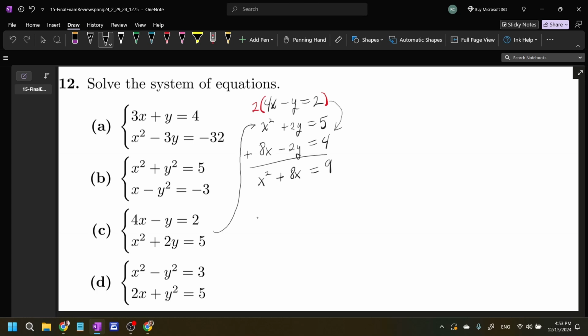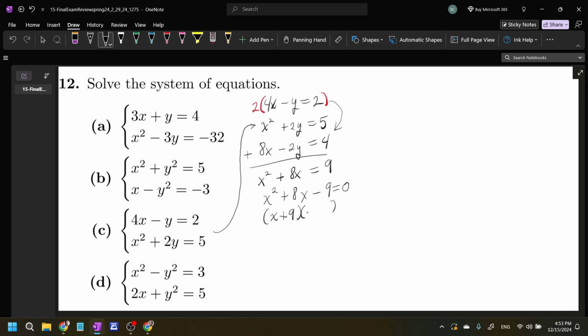Okay, x squared plus 8x equals 9. So let's solve this. Let's rewrite this as x squared plus 8x minus 9 equals 0. Now, is this factorable? Can you think of two numbers that when you multiply, you get negative 9, and when you add, you get positive 8? I can.